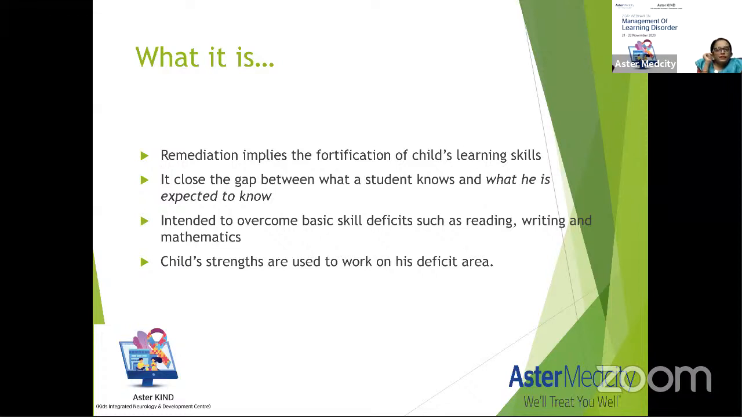It is intended mainly to overcome the deficits in reading, writing, and maths, the basic academic skills. First we start with the child's strength, and only then do we go to the deficit area. We give more importance to the strength of the child and work from it. Okay, so these are the basics of remedial training.